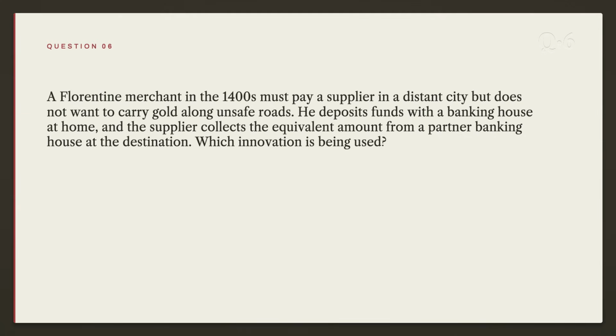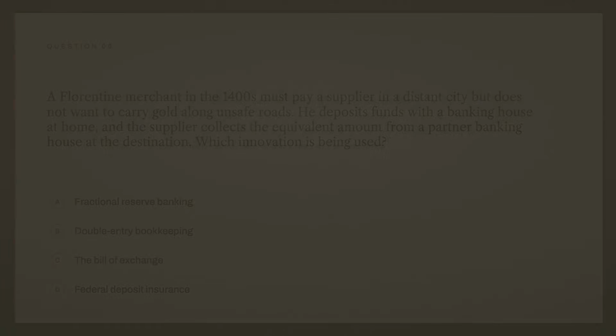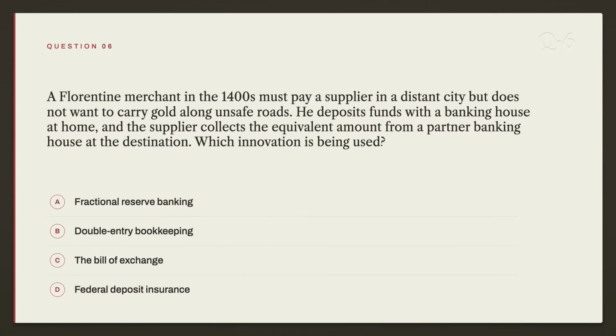Your options are A. Fractional reserve banking, B. Double entry bookkeeping, C. The bill of exchange, D. Federal deposit insurance. Which would you go with? Lock it in before the reveal.